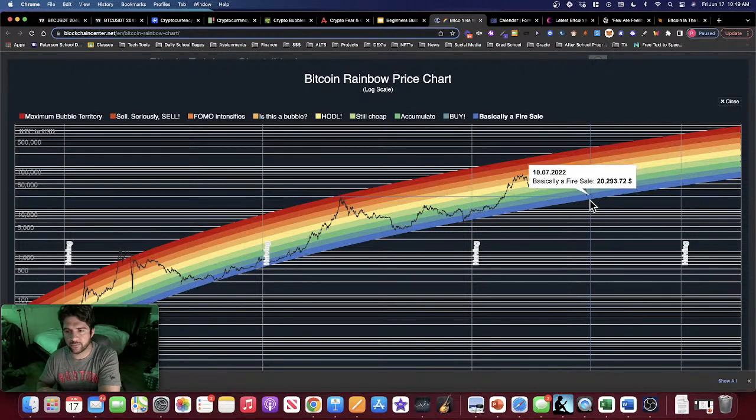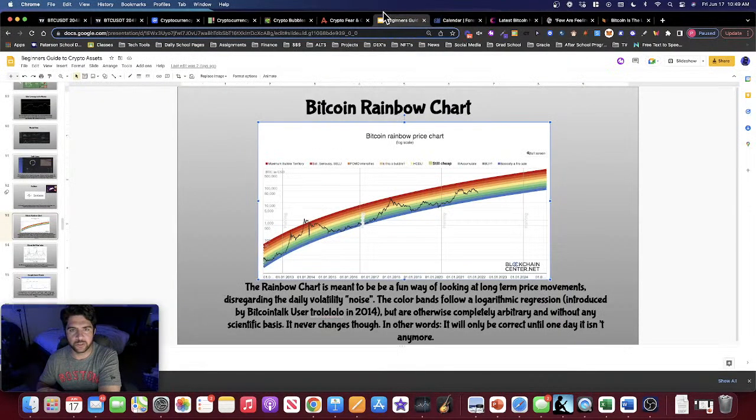But again, the more you stay down here, the further up you move. So just something else to note. All right, so there's your rainbow chart.